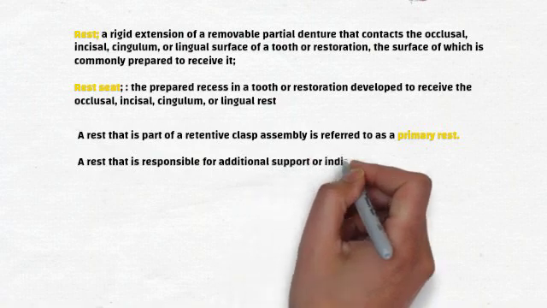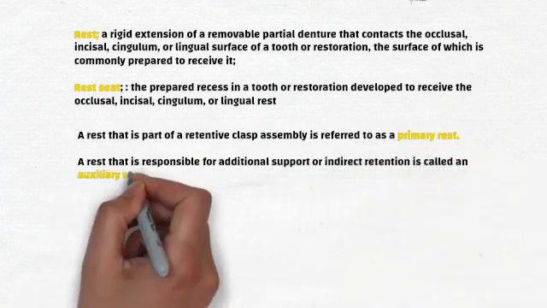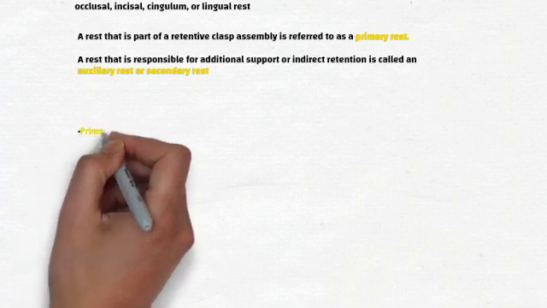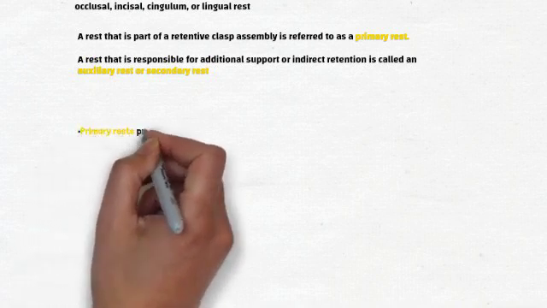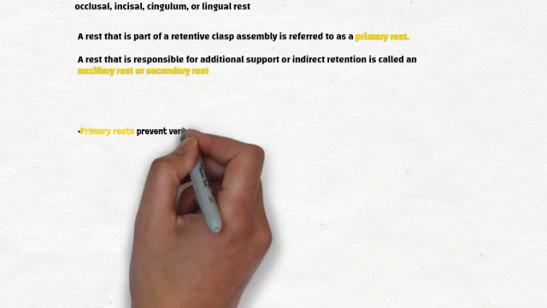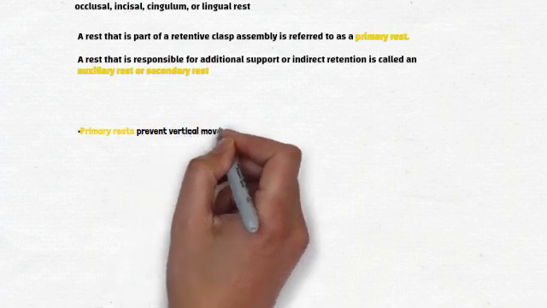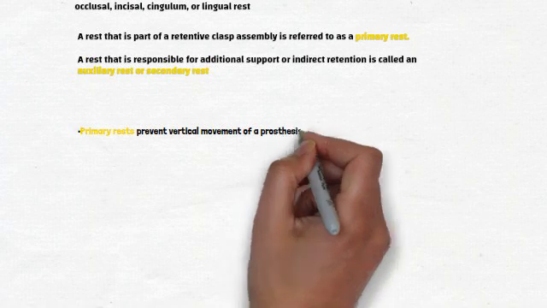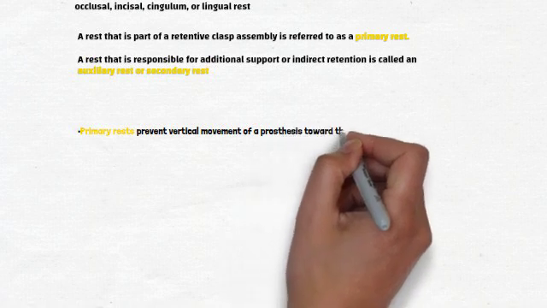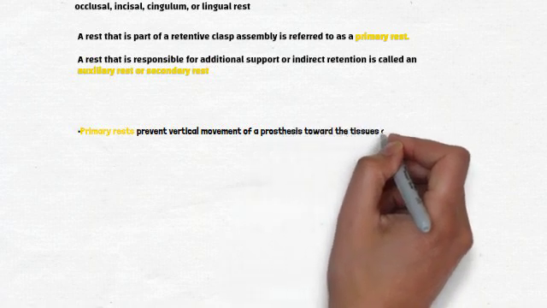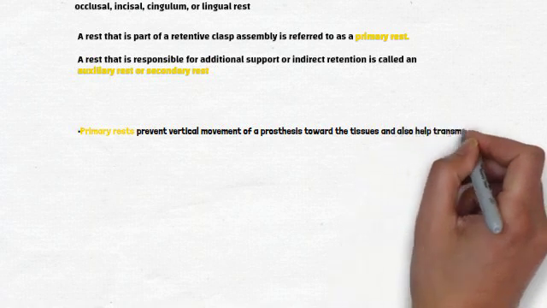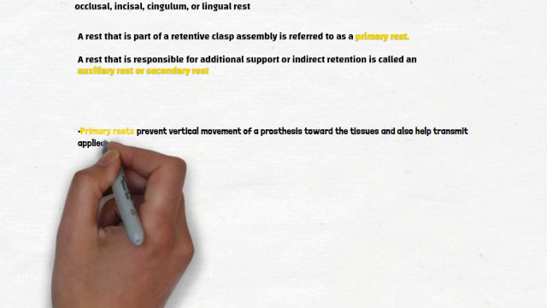A rest that is part of a retentive clasp assembly is referred to as a primary rest. A rest that is responsible for additional support or indirect retention is called an auxiliary rest or secondary rest. Primary rests prevent vertical movement of a prosthesis toward the tissues and also help transmit applied forces to the supporting teeth. Auxiliary or secondary rests are used as indirect retainers in extension-based removable partial dentures.